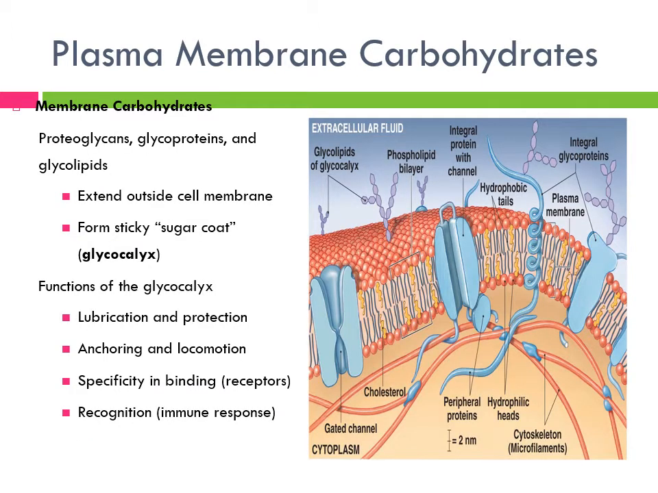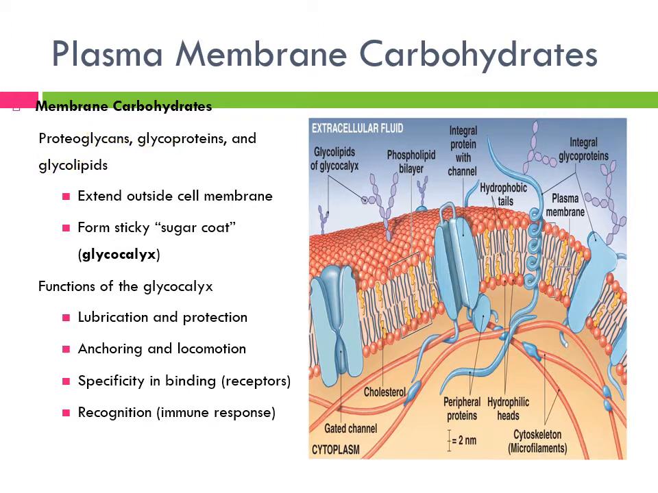We also have carbohydrates bound to our plasma membranes. These are proteoglycans, glycoproteins, and glycolipids. You'll notice that each one of these has the word glyco in it. Glyco refers to sugar. Sugar is a carbohydrate, so that's how you can remember. Proteoglycans, glycoproteins, and glycolipids are all membrane carbohydrates.